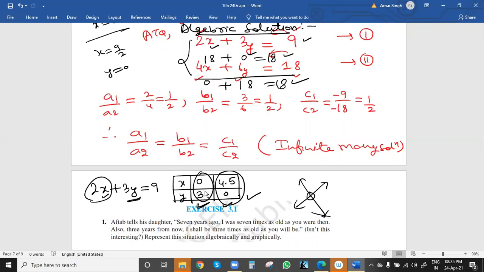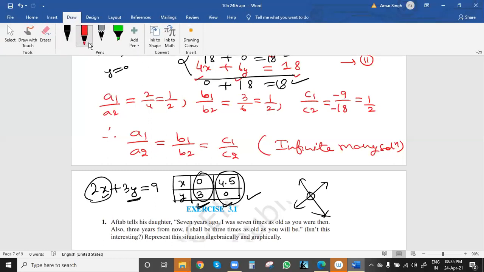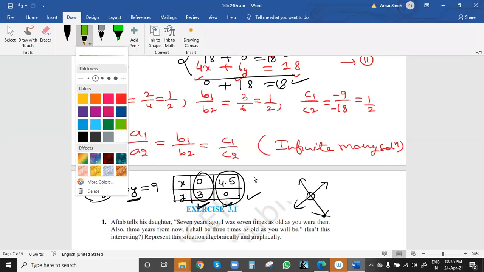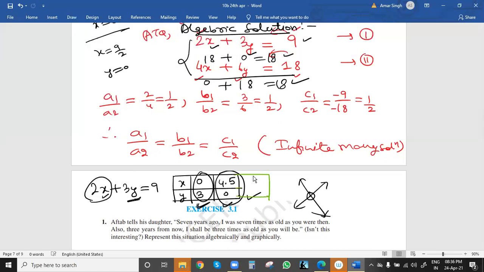Other values also we can easily find. Suppose someone says, no, I want to test a few more values. Let us take X value 1. If you take X value 1, then 2 into 1 is 2, plus 3y equals 9. So 3y equals 9 minus 2, which is 7. Y will be 7 by 3. This will come as a fraction.